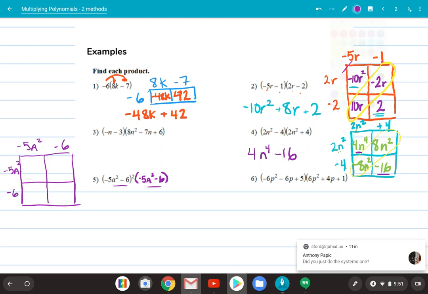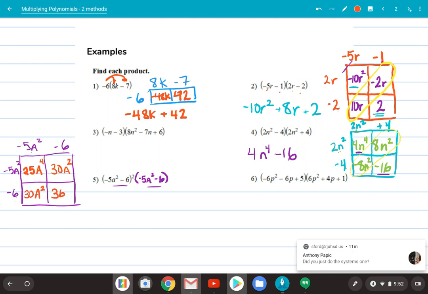Multiply them with what you put in the middle. So negative 5a squared times negative 5a squared. So negative 5 times negative 5 we get is 25 positive. A squared times a squared is a to the 4th. 2a's plus 2a's. Negative 6 times negative 5a squared. 5a squared times negative 6. And negative 6 times negative 6 is 36.